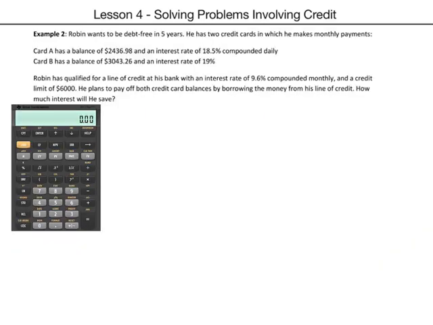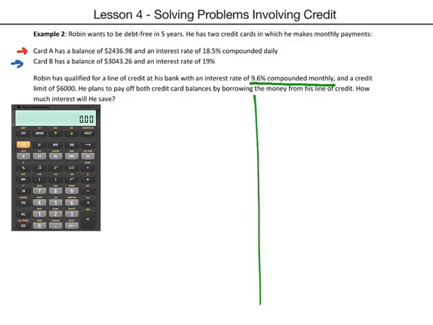Example 2, Robin wants to be debt-free in 5 years. He has 2 credit cards in which he makes monthly payments, credit card A, credit card B. He has qualified for a line of credit at his bank, which is an interest rate of 9.8% compounded monthly. So notice that is a smaller rate, and it has a limit of $6,000. He's going to pay off both credit cards by borrowing money from his line of credit. How much interest will he save?